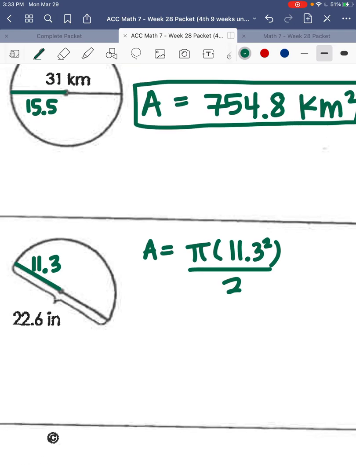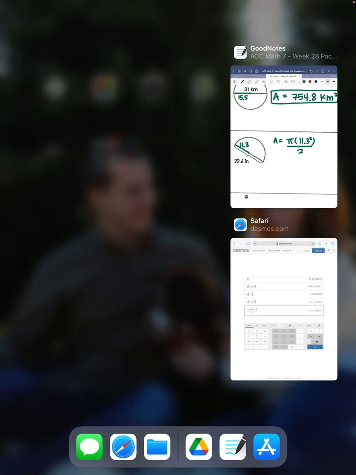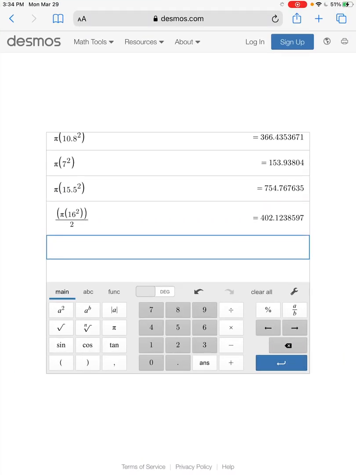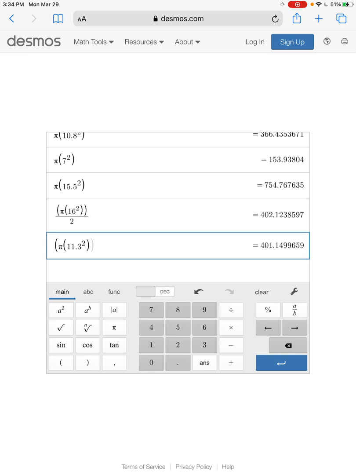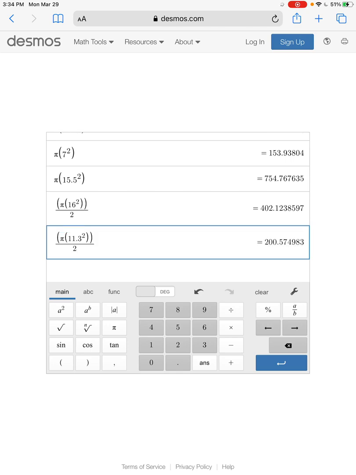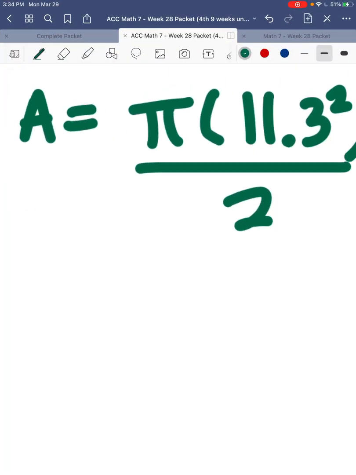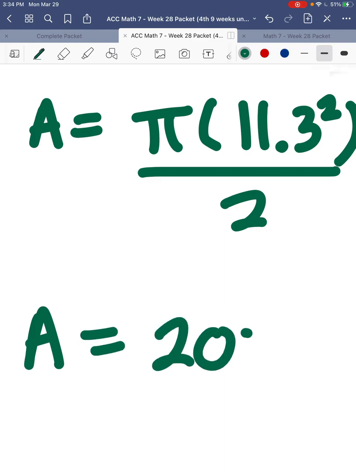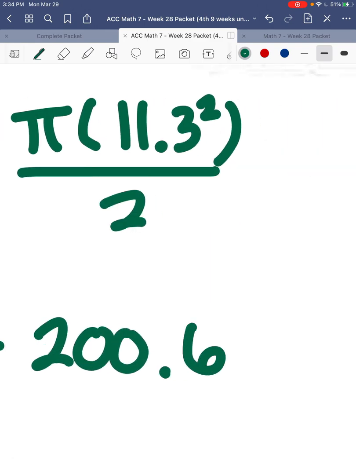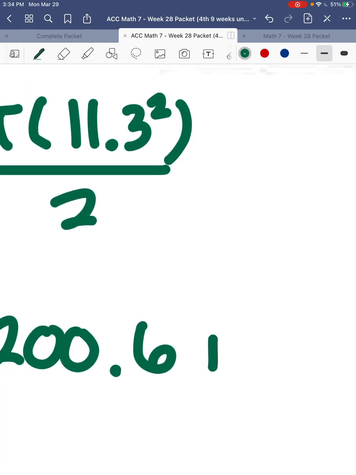Okay? So let's go back to our calculator and put this in. So we've got pi times 11.3 squared. Close that parentheses. Now divide everything by 2. And I get 200.57. That 7 tells me I need to round up, so 200.6. So area is 200.6, and it should be inches squared.